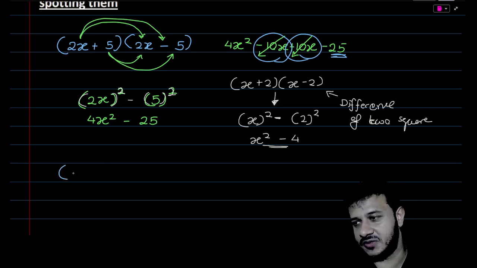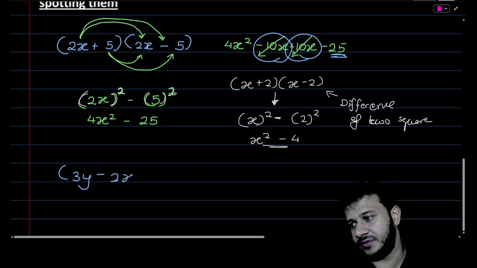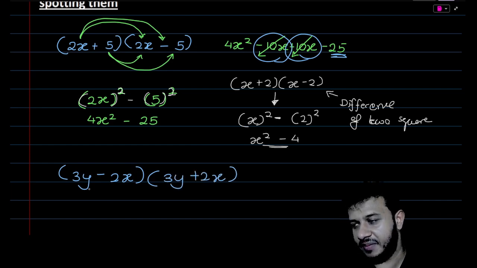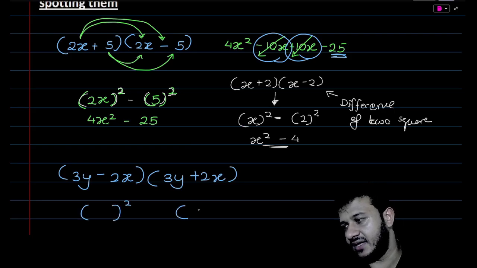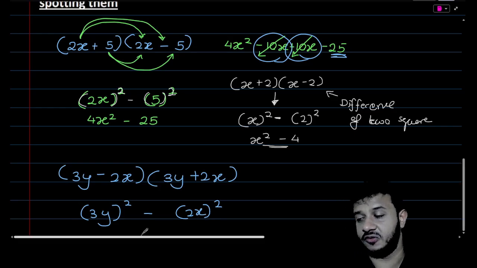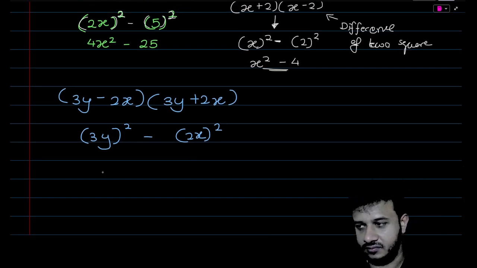So, can you work out this one? Straight away, you can write the answer. Nothing to wait about. Same term, but plus minus is the only difference. So, what will you do? You will write square here, minus here. Who is your first term here? 3y. What is your second term here? 2x. So, 3y to the whole square minus 2x to the whole square.